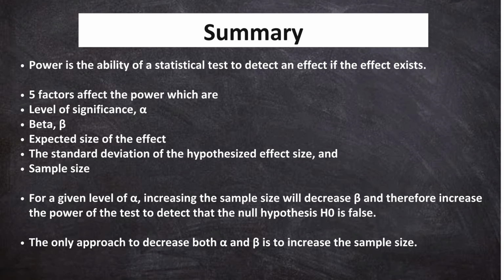In order to simultaneously decrease both alpha and beta, the most effective approach is to increase the sample size. This adjustment can enhance the test's ability to identify real effects while maintaining a lower risk of incorrectly rejecting the null hypothesis. Therefore, careful consideration of these factors is essential in designing statistically robust experiments.